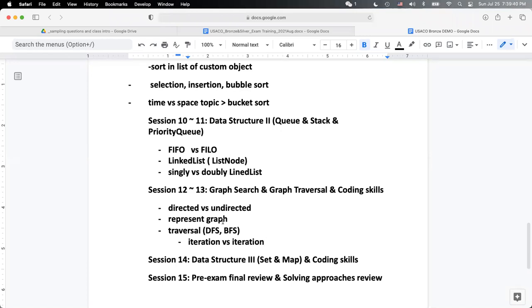For USACO Bronze, I would say, in general, graph is difficult because a graph can have cycles, right? A graph can have separated groups. So they're going to make the questions interesting, but also challenging. In terms of bronze, it's less likely to dive very deep. For example, determining if the graph has a cycle. That's kind of silver stuff. But still again, these basics are important.